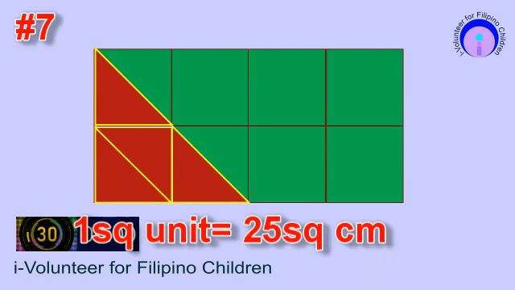Item number 7. If 1 square unit is equal to 25 square centimeters, what is the area of the red shaded part? You still have 5 seconds to finish.